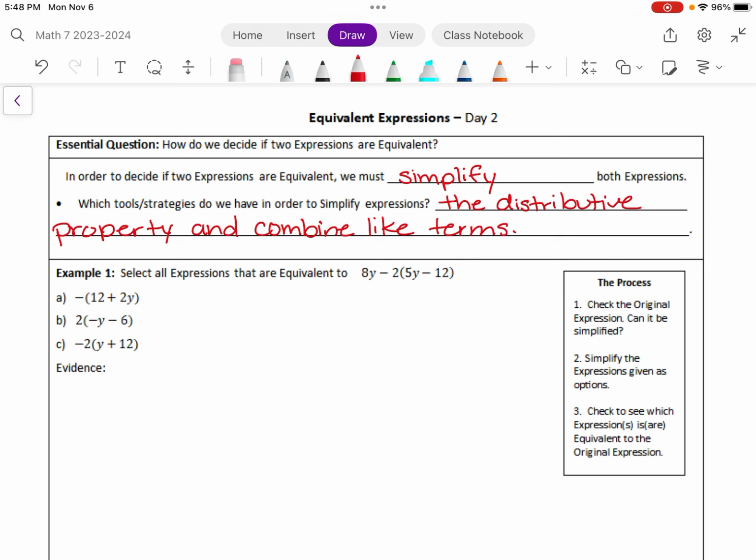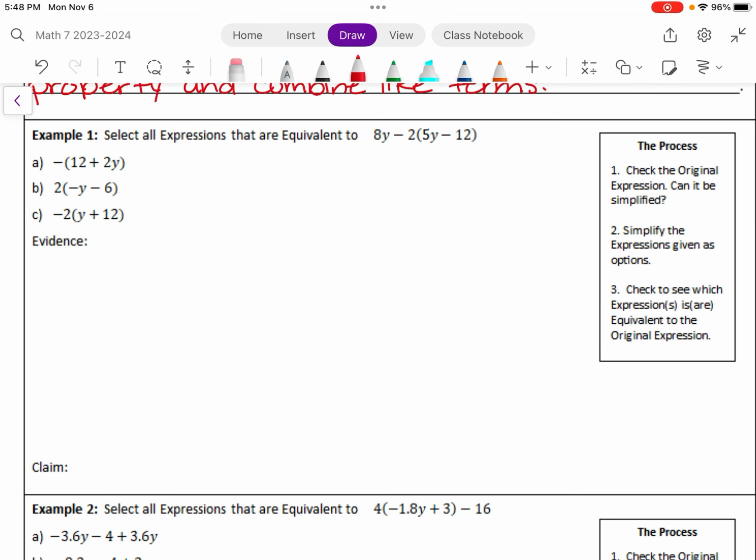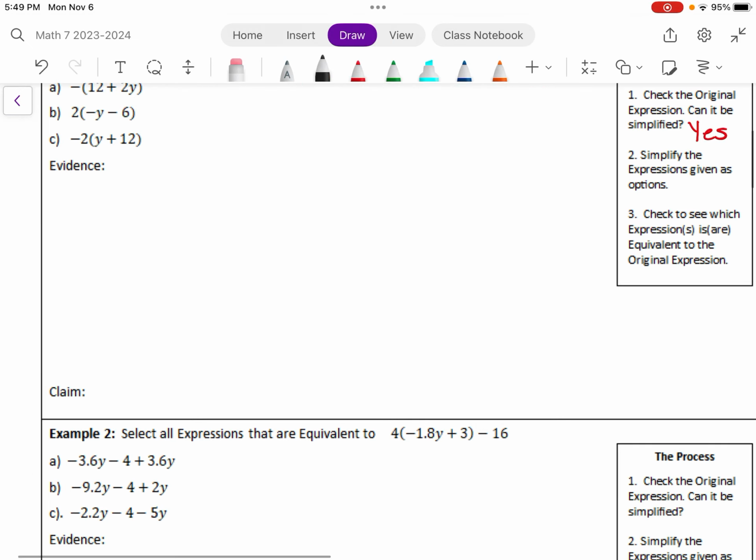Okay? So now let's look at example number 1, which says select all expressions that are equivalent to 8y minus 2 times 5y minus 12. So my first step on my process says check the original expression. Can it be simplified? Looking at my original expression, I can see that I can distribute. So yes, I can simplify. So let's start doing that.